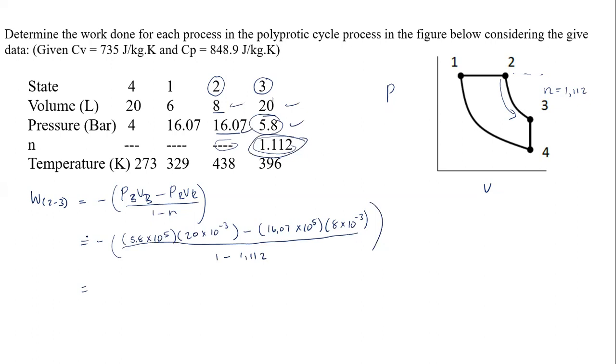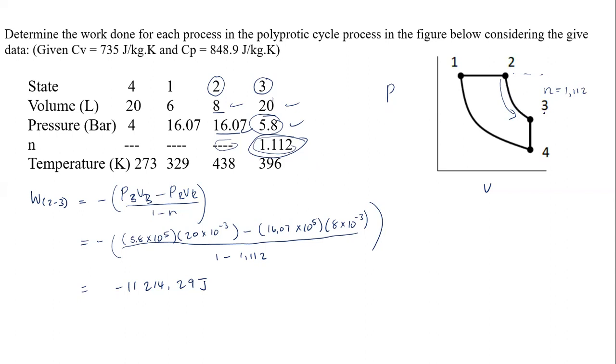Therefore, when I punch everything on my calculator, let me do it quick. I hope we are also doing the same. So we have 5.8 times 10 to the power 5 multiplied by 20 times 10 to the power of negative 3, subtract 16.07 times 10 to the power 5, 8 times 10 to the power negative 3, close my bracket, divide by 1 subtract 1.112. So let's see here, how much do we get? My final answer in this case, in joules, I get negative 1,214,285. I'm going to say 2 decimal places, 29 joules. Basically, this is the polytropic work that I get at this point in time, following all of the procedures. That will be from 2 to 3.